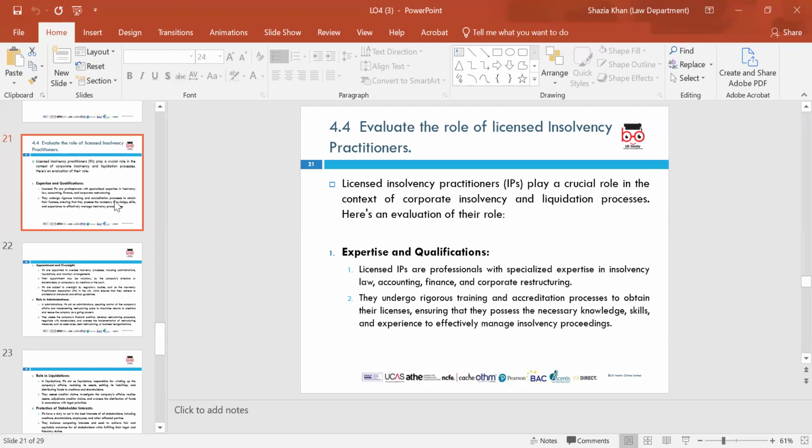So, the expertise and qualifications. Licensed insolvency practitioners are professionals with specialized expertise in insolvency law, accounting, finance, and corporate restructuring. They undergo rigorous training and accreditation processes to obtain their licenses, ensuring that they possess the necessary knowledge, skills, and experience to effectively manage insolvency proceedings.